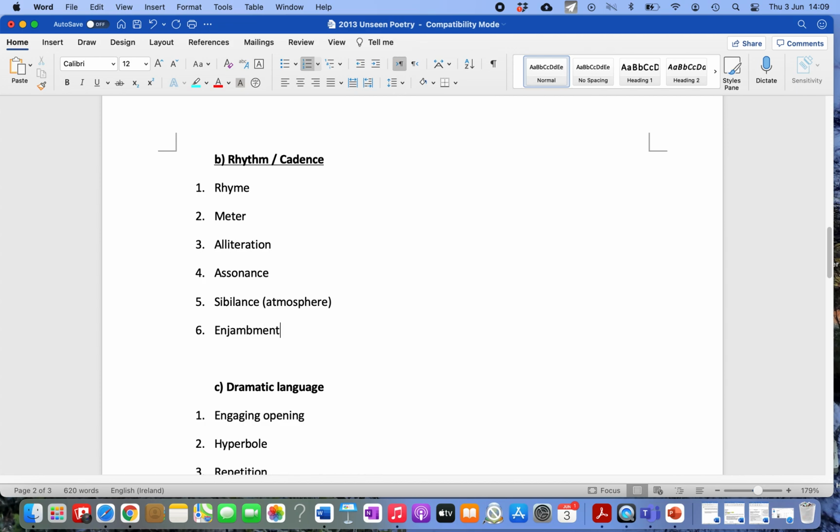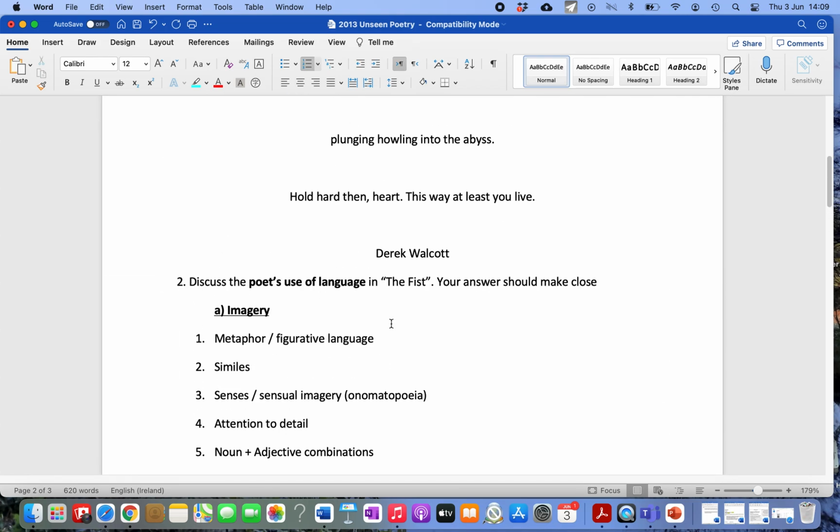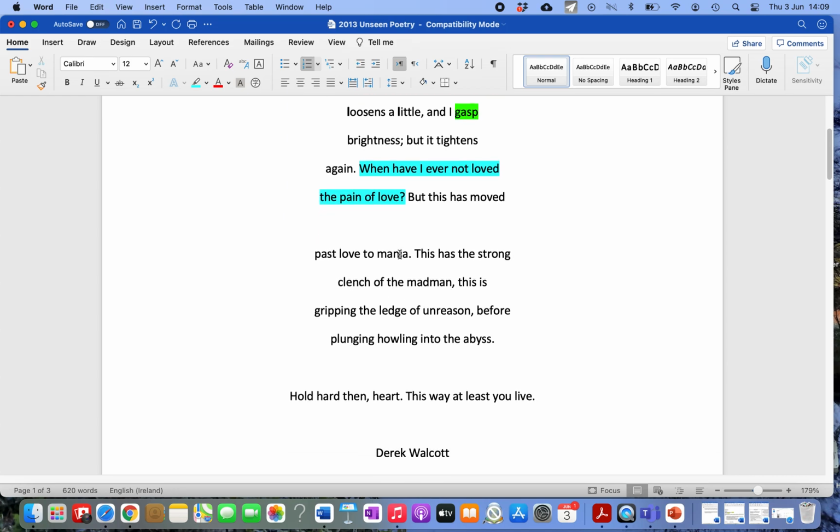That's where there's a natural flow in the sentence from the end of one stanza into the next. And we have this: he's gone mad. This has moved beyond love into mania. Very dramatic language. The use of that word mania, the choice of that noun to describe his psychological and emotional state. Very, very striking. There's the repetition again, clench of the madman. The image of the madman, that's the poet's description of himself, his own psychological state.